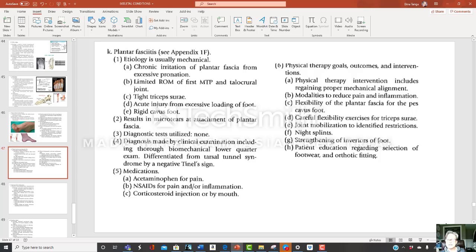Physical therapy goals, outcomes, and interventions include regaining proper mechanical alignment, modalities to reduce pain and inflammation, flexibility of the plantar fascia for the pes cavus foot, careful flexibility exercises for the triceps surae, which are the gastrocnemius and soleus, joint mobilization to identify restrictions, night splints, strengthening of inverters of foot, and patient education regarding selection of footwear and orthotic fitting.